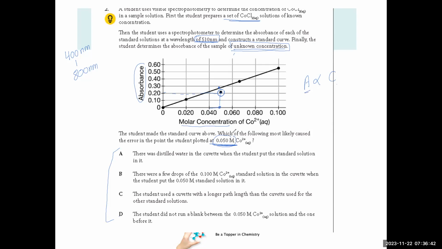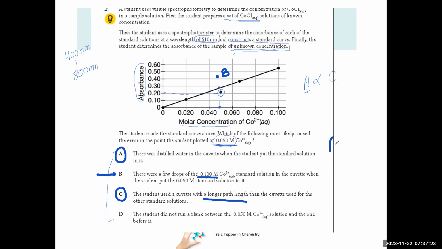Am I right, Naisha? The solution is less concentrated. Naisha, is it okay? So what can be the answer? The answer will be A. Yes, Aditi, very good. Because for B, if you look at the B error, you are adding more concentrated solution, then the point should go up here. This is the B error.